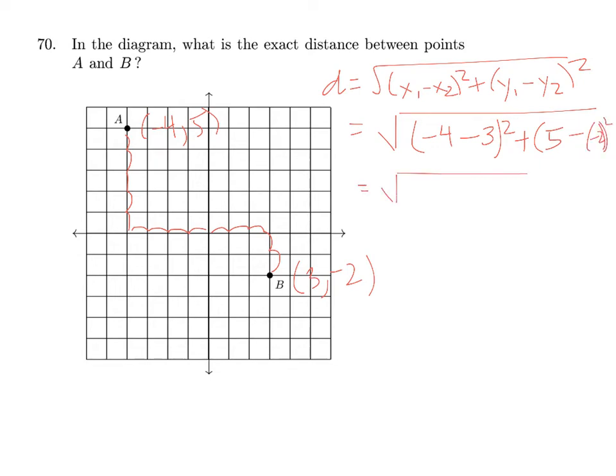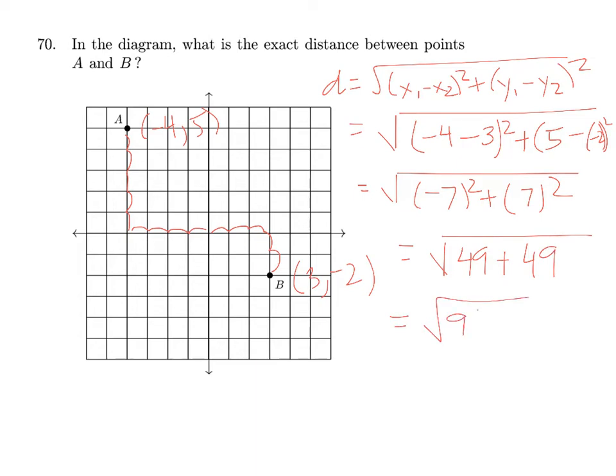So I end up with negative 7 squared plus 7 squared. That gives me 49 plus 49. Then I have 98. So here I have 2 times 49 and 7 times 7. So I end up with 7 square root of 2 as my distance. Done.